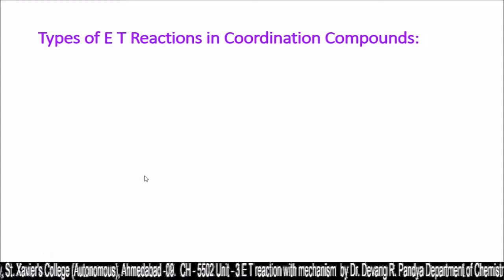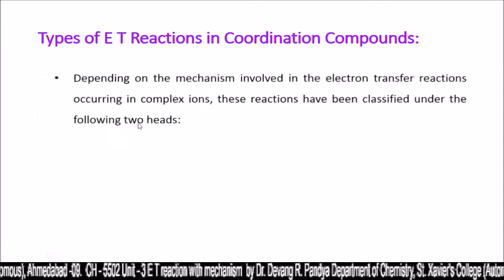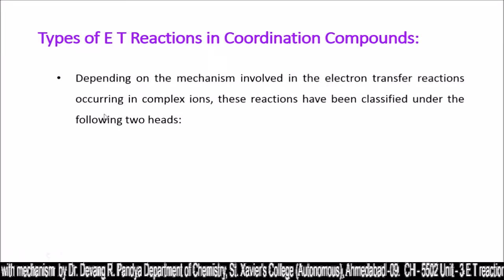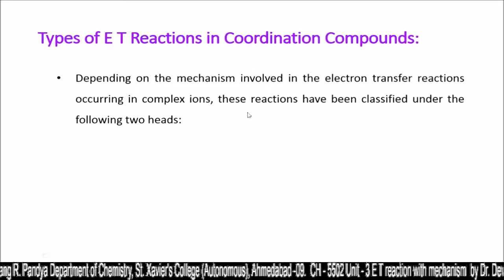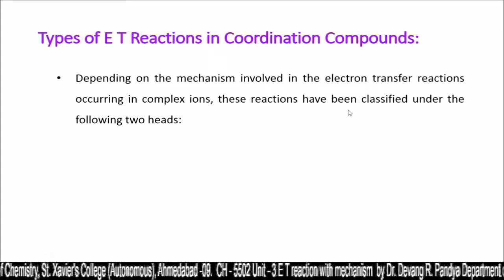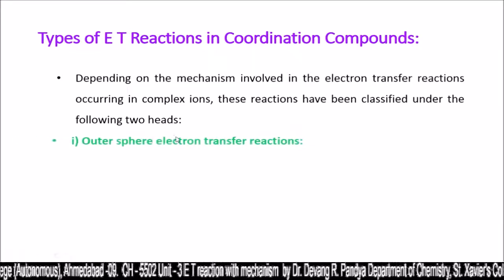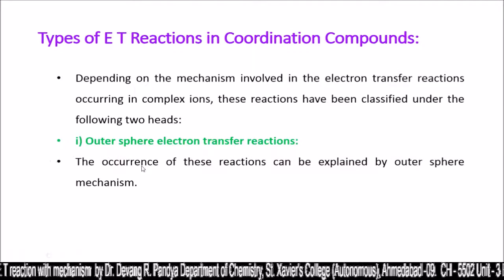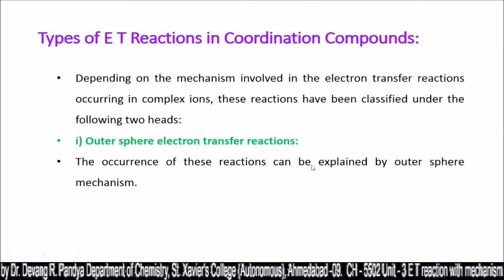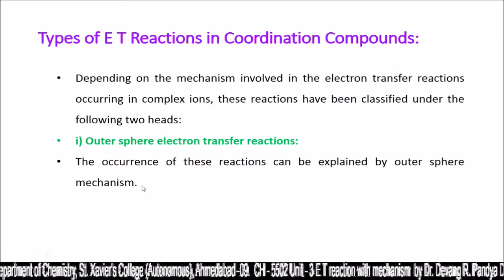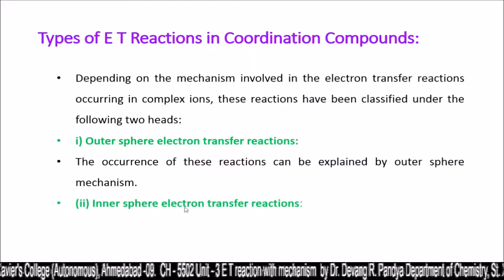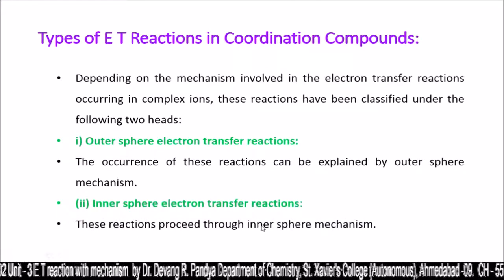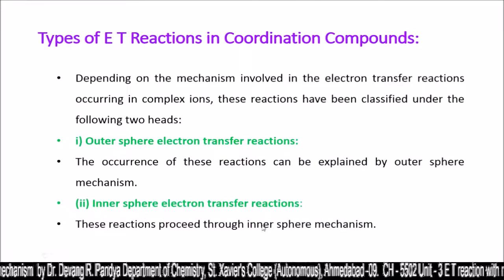Now, types of ET reactions in coordination compounds. Depending on the mechanism involved in the electron transfer reactions occurring in complex ions, these reactions have been classified under two heads. One is outer sphere electron transfer reactions. The occurrence of these reactions can be explained by the outer sphere mechanism, and the other one is inner sphere electron transfer reactions, and these reactions proceed through the inner sphere electron exchange mechanism.